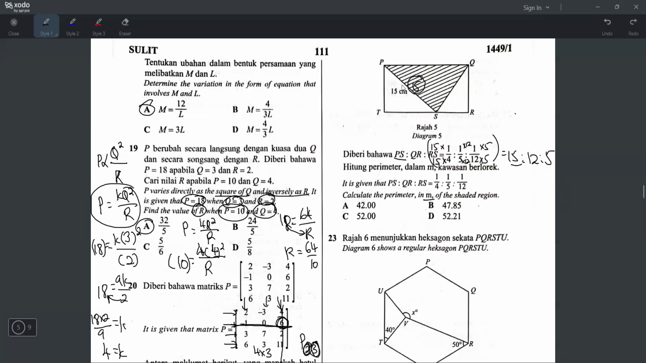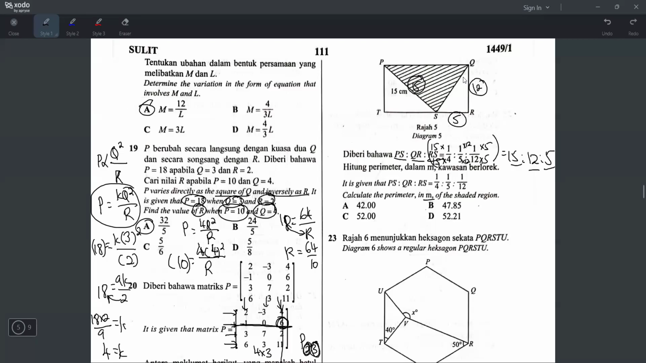Okay, why do you have to round it off? Because this is the ratio. It's not the actual length. Dia bukan panjang sebenar, dia hanya nisbah saja. And then QR dia punya nisbah 12. So QR ratio 12, round it off also because it's the ratio. And then RS is 5. So this one is 5, right?